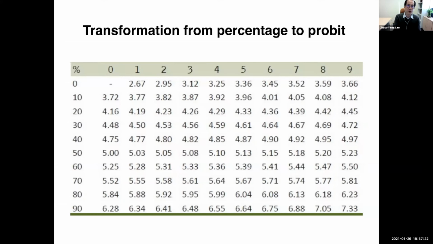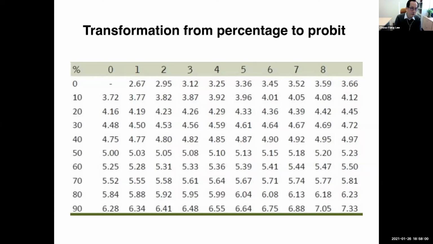But why I'm telling you this is because I want you to know the principle behind it. So for example, if you want to transform 11% mortality, you would find that second row that is 10. And then you see the third column, 1, you bring it down to the second row, that is 3.77. Okay, so that is your Probit unit.